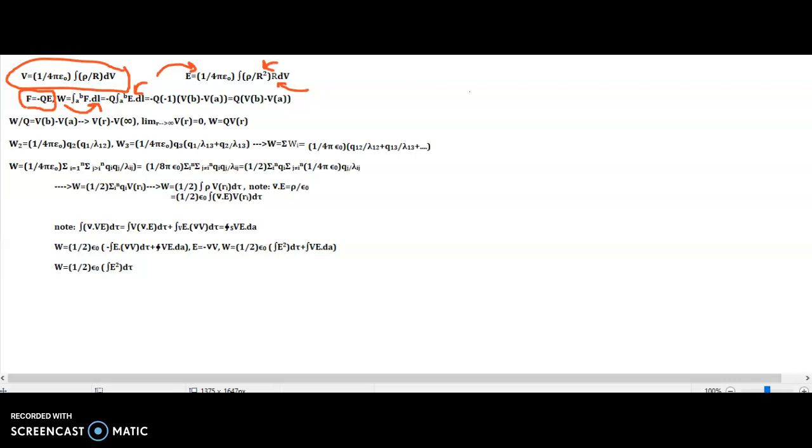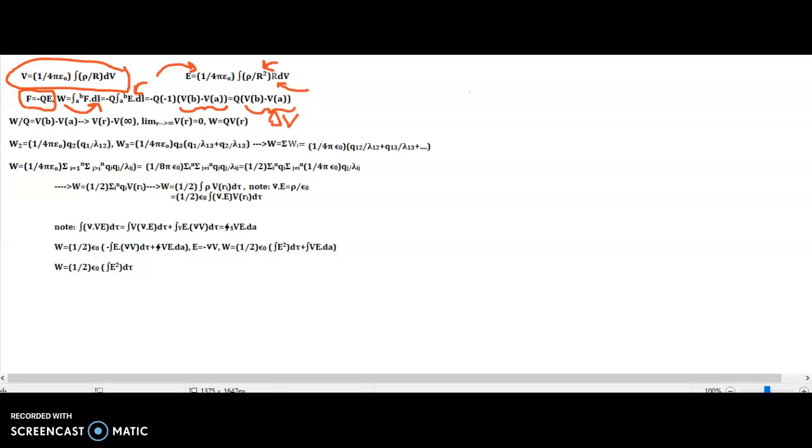and what I have is negative q times negative 1 times this difference in the potential at the value B and at the value A. The negatives cancel out to leave me with q times this potential difference, which I'll call delta V.